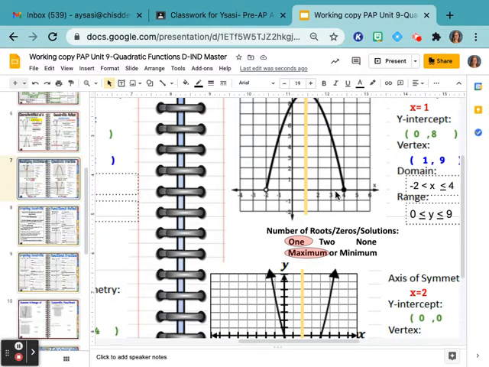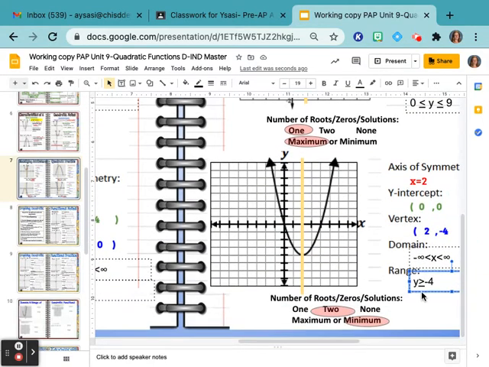Wait, Mrs. Saucy, what was the range for number 4? The range was y is greater than or equal to -4. And on this one, we have two roots, two locations that cross the x-axis, and we have a minimum value, a lowest value. Any other questions? Those were good questions.